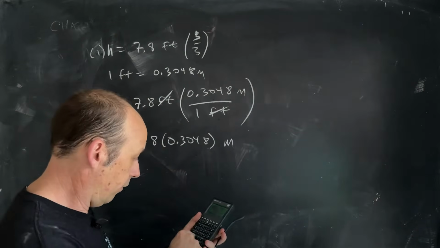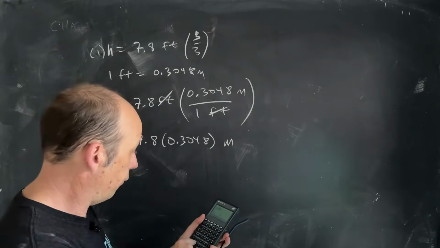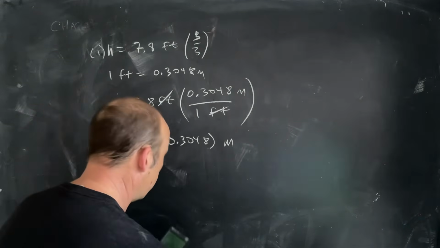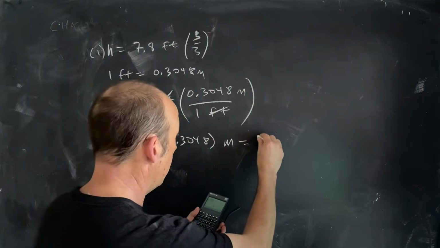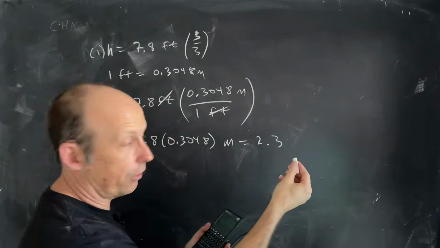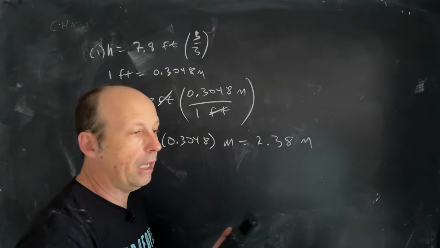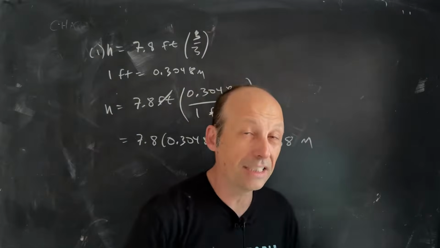So I'm going to say 7.8.3048 times, and I get 2.3. I'm going to round to 3 decimal places, 8 meters. So I'm going to go ahead and say something about significant figures.